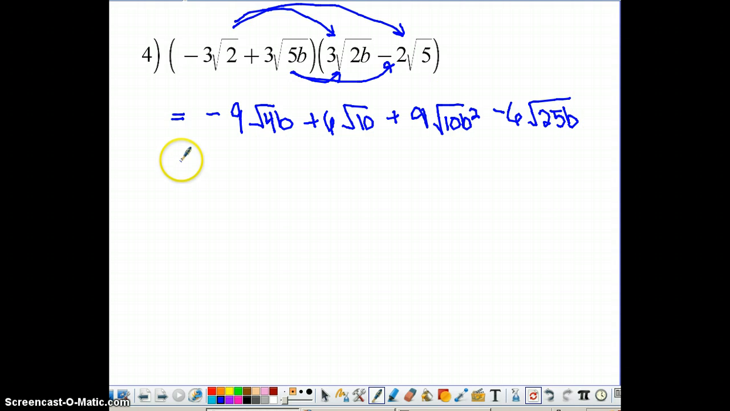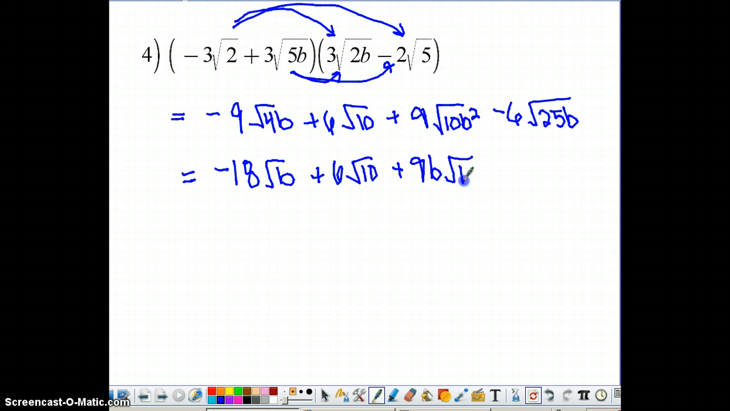Okay, let's go through and simplify the radicals. 2 is going to come out, so we're going to have -18 root b. 6 root 10, that's just going to be 6 root 10, so plus 6 root 10. Plus, we can make this 9b root 10. And we can make this minus 30 times the square root of b.